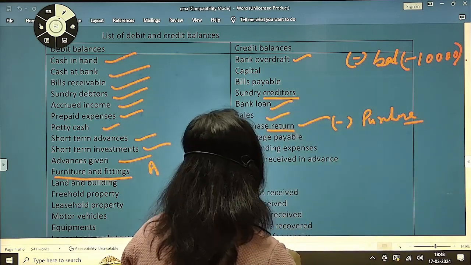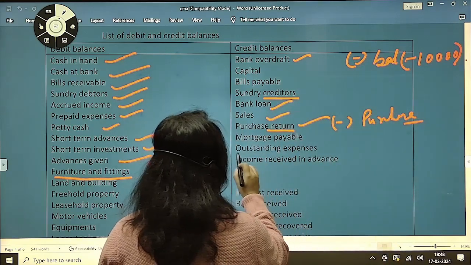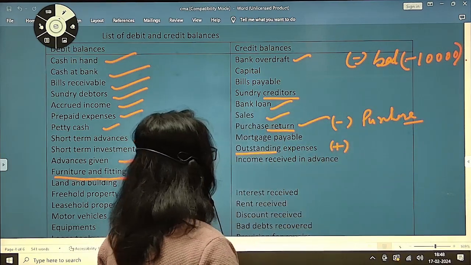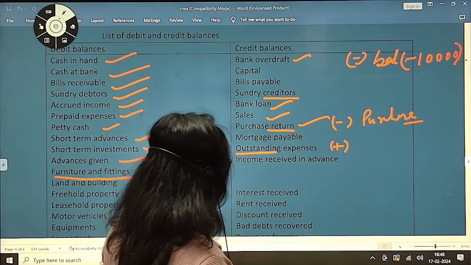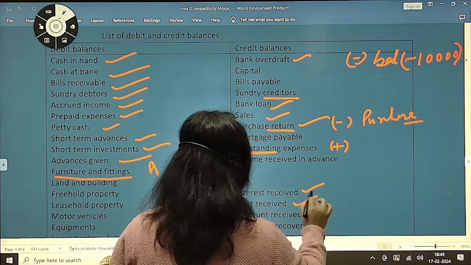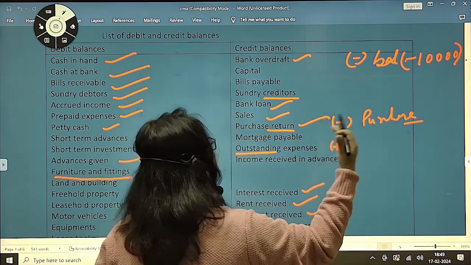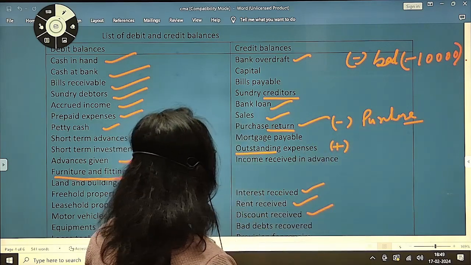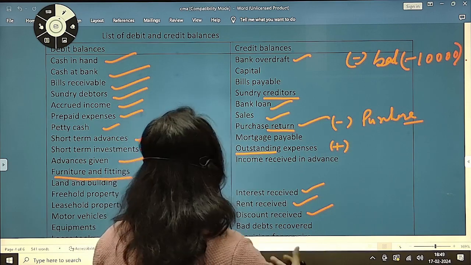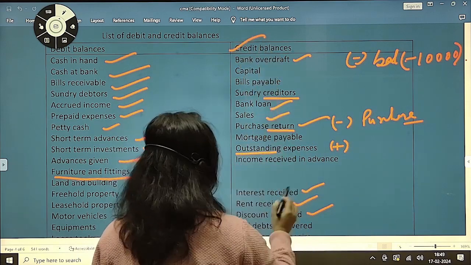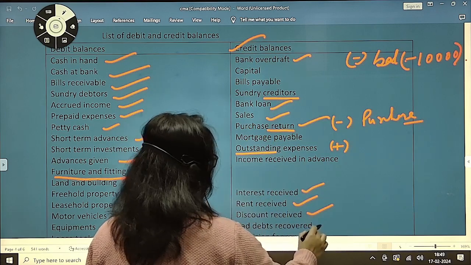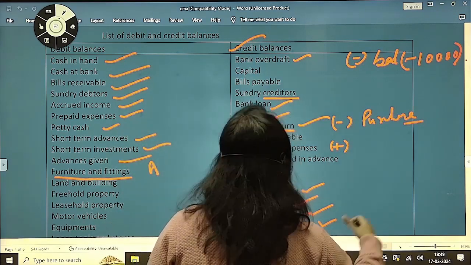Then mortgage payable, outstanding expenses, the expenses which are yet to be paid. Income received in advance. Then interest received, rent received, discount received. Yesterday I told you, any income, revenue, or any gain will be your credit balance. So interest received, rent received, discount received, bad debt recovered, all those will come on the credit side.